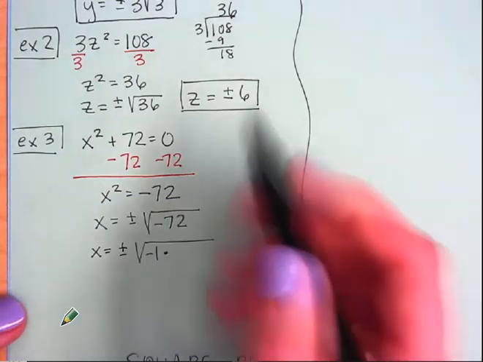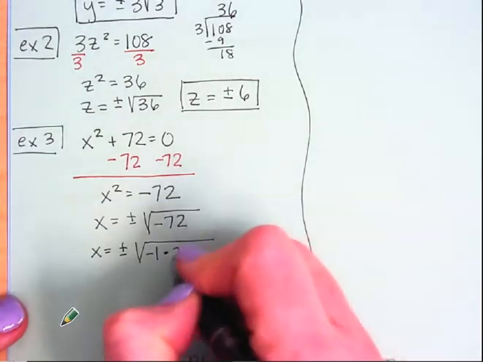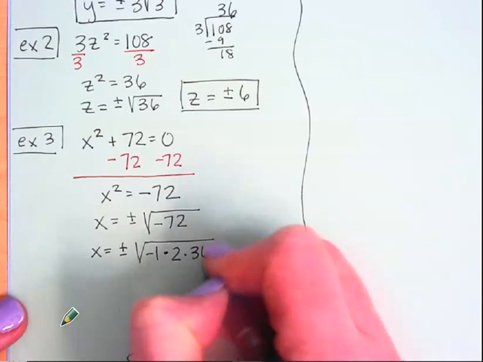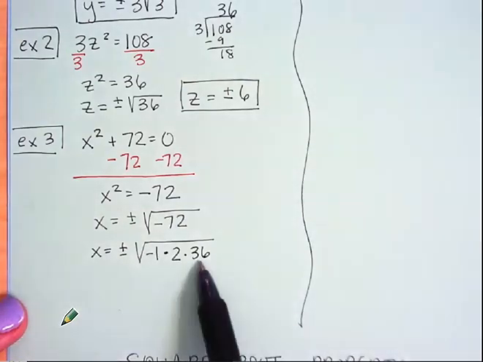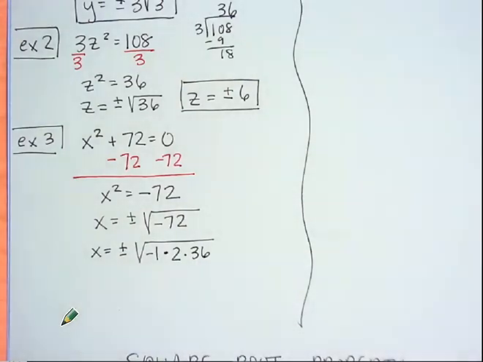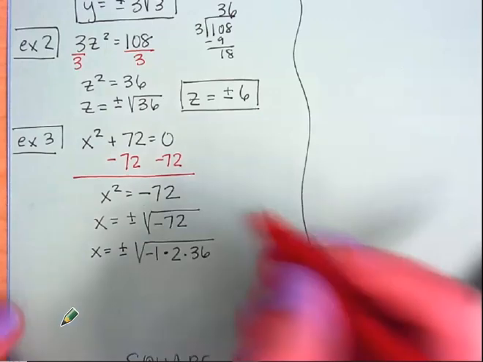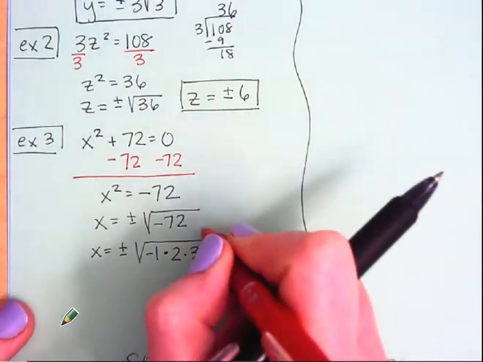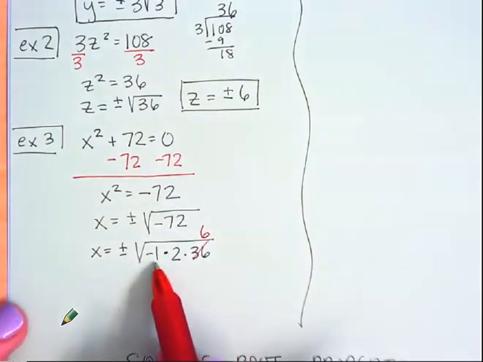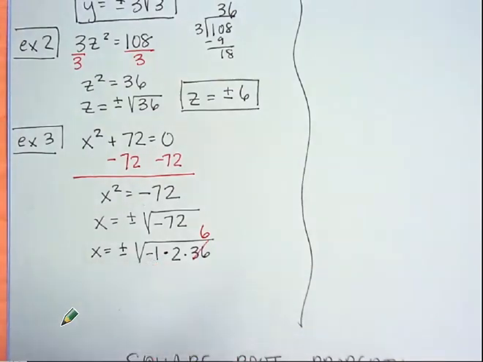2 goes into 72, we know because it's even, and it goes 36 times. And I'm actually going to stop right here because 36 is a perfect square. You can factor it more if you like, but I'm going to stop here. So the square root of 36 is 6. And what did we say is the square root of -1? i, and that comes out of the radical.